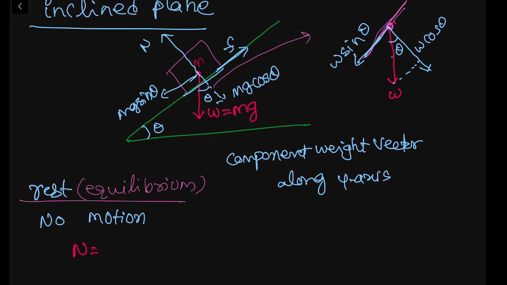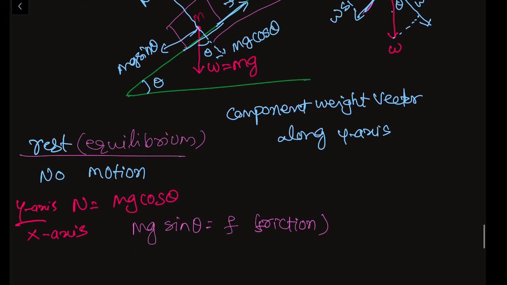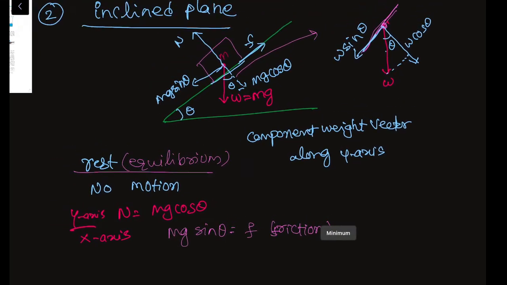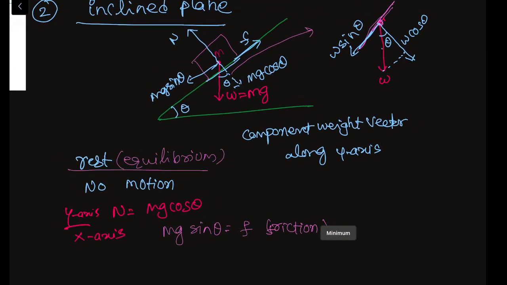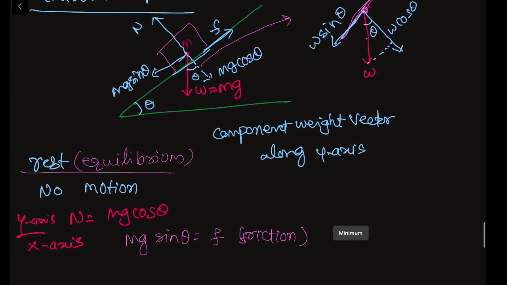Along the y-axis, N is equal to mg cos theta. Along the x-axis, mg sin theta is equal to friction. Got it, children? Friction. Now, if the body moves, we have to find the acceleration. How much will we find?